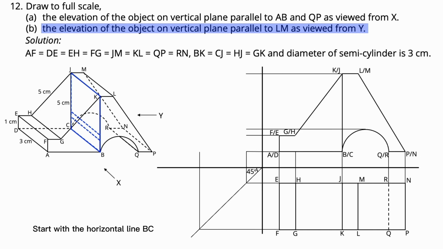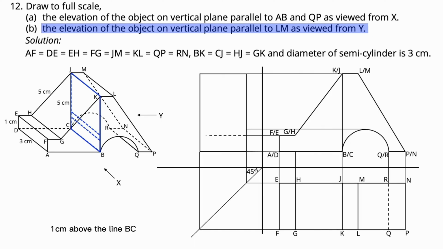Start with the horizontal line BC with the length of 3 cm, and a vertical line CJ with the length of 5 cm. Form a rectangle in shape. Then, draw the two dashed lines 1 cm above the line BC and 1.5 cm above the line BC. Label the vertices with letters.